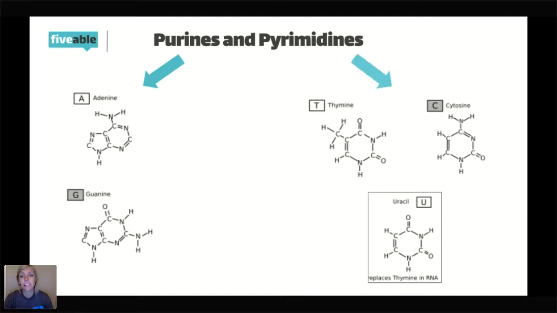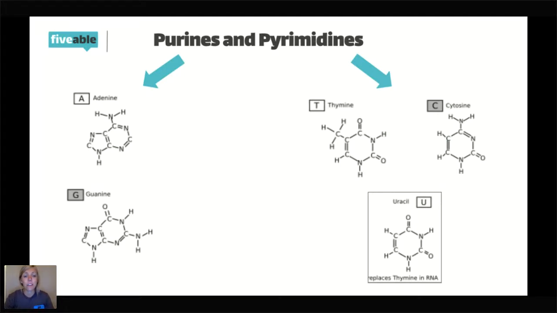And then your pyrimidines are your single ring bases. So thymine, cytosine, and uracil. And don't make the mistake that some students make of thinking, oh, the purines pair with purines and pyrimidines pair with pyrimidines. That's not true, obviously, because G and C pair together. So you've got a purine on one side pairing with a pyrimidine, and same thing with A and T.